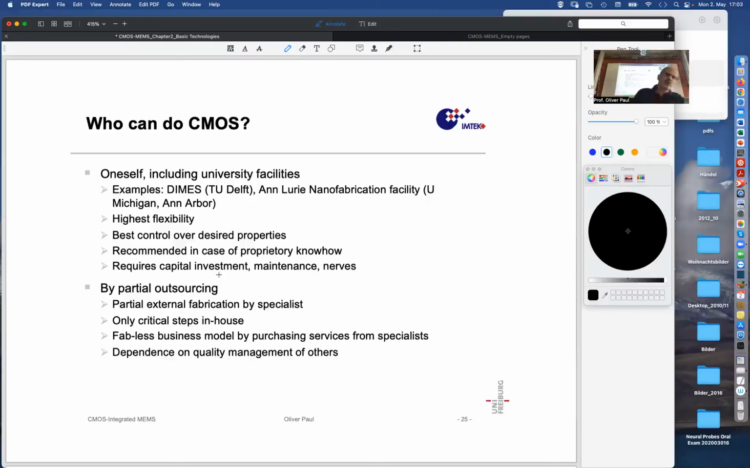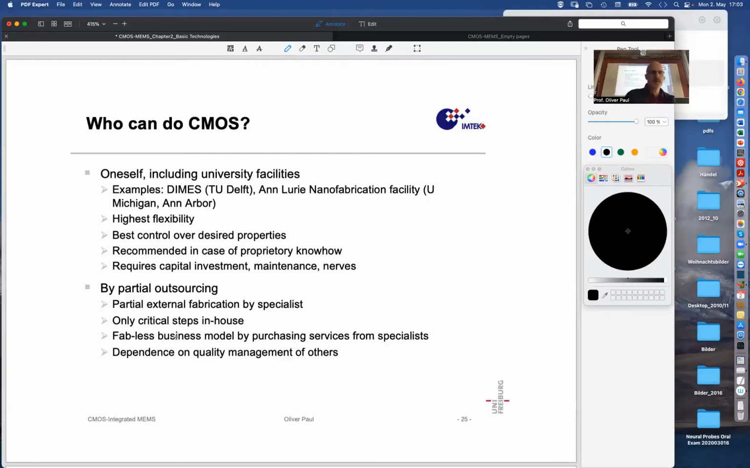Then some people do so-called partial outsourcing. So they have some own things that they can do. Maybe they do the oxidations. They don't have an implanter, so they send out the wafers to do some implantation at somebody who has implanters, and then the wafers come back, and then you can continue to do steps that don't cost the 2 million of the implanter that nobody can afford except big companies.